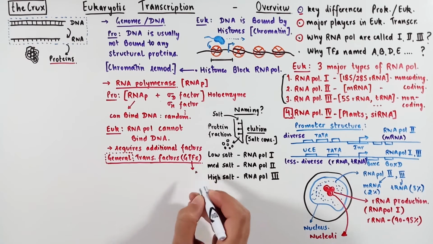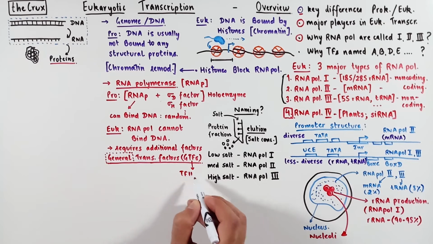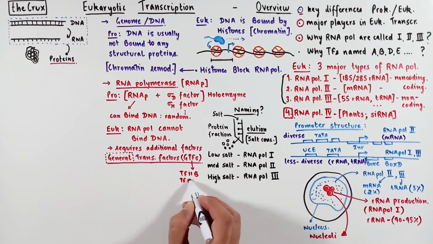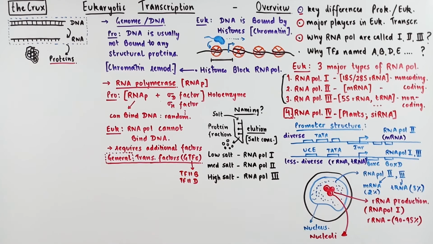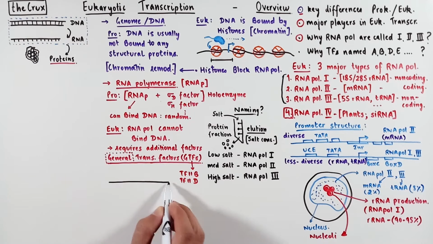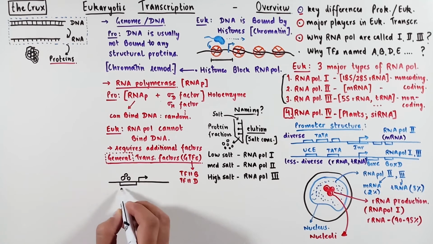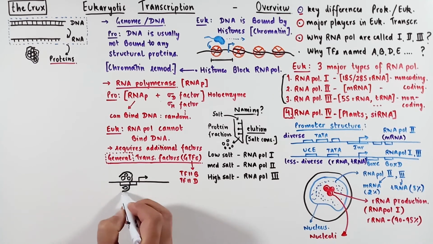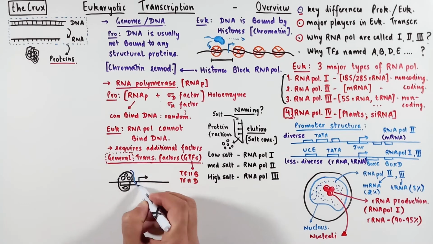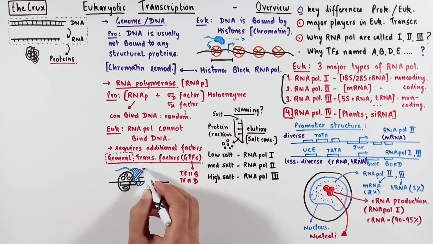And we've actually seen a couple of them in our promoter structure video. These are TF2B and TF2D. The function of GTFs is analogous to that of a sigma factor. So in eukaryotes, a bunch of GTFs will assemble at the promoter of the genes and recruit the respective RNA polymerase, which can then transcribe the message.